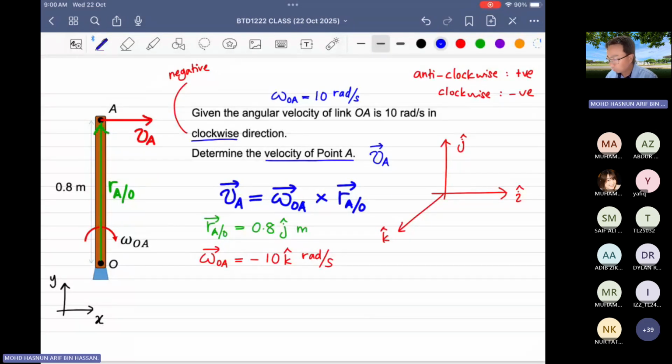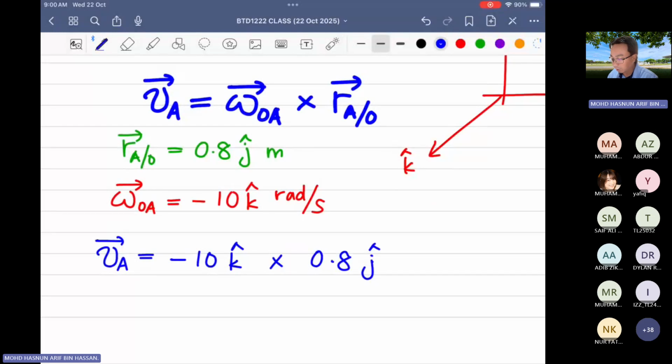Okay, so now we can proceed with the calculation. So VA is basically equal to minus 10k cross product 0.8j. Okay, so how to solve the vector cross product? First, we multiply the values. So the values here, you have minus 10 and 0.8. Multiplying these two will give you minus 8.